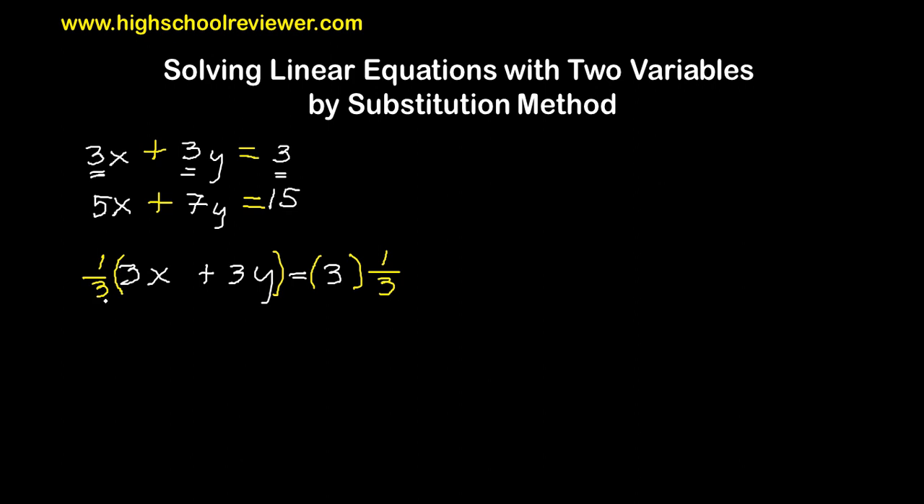3x multiplied by 1 over 3 will be equal to x. And then we have here the plus sign. 3y multiplied by 1 over 3, that is equal to y. And then 3 multiplied by 1 over 3 will be equal to 1. This will now be our first equation. And for our second equation here, since we cannot simplify it anymore, this is our second equation.